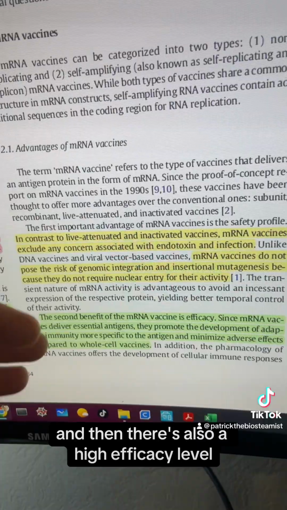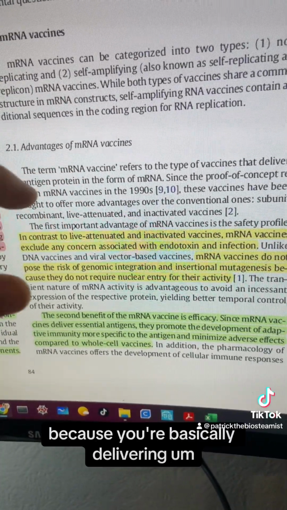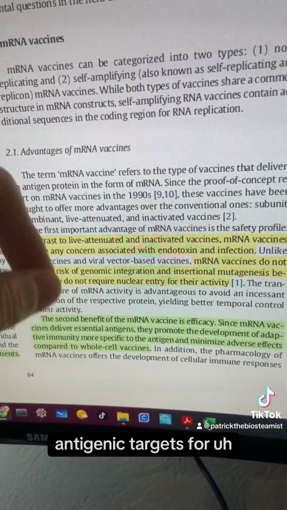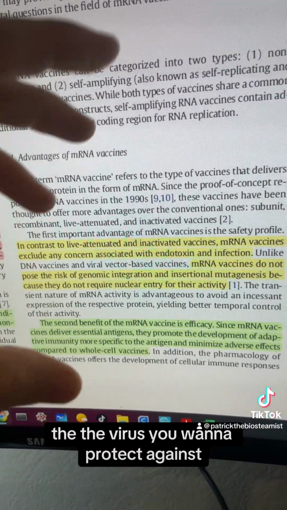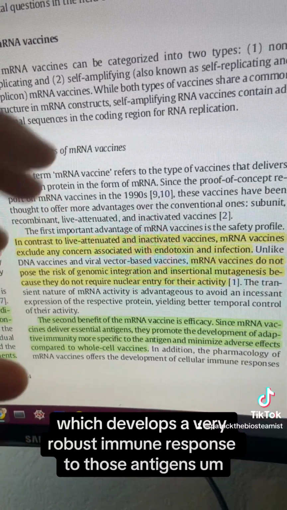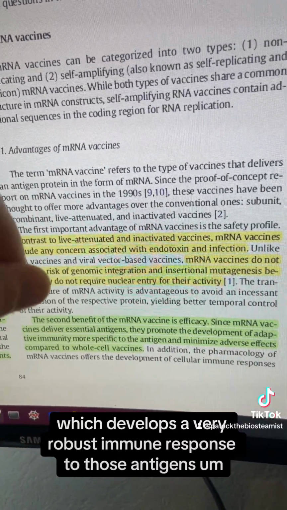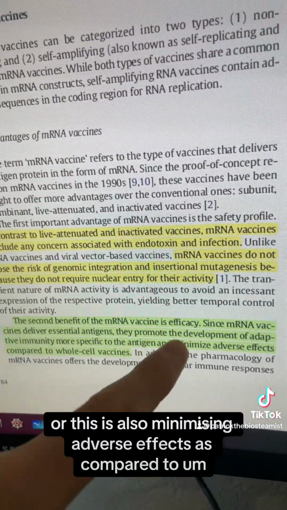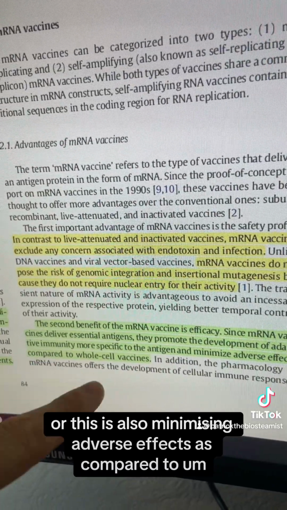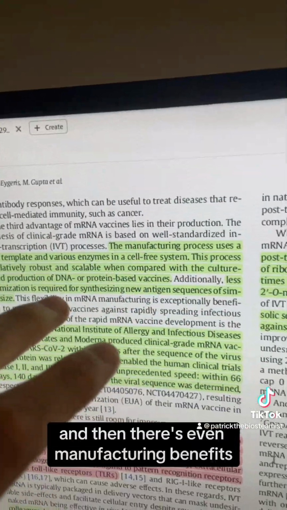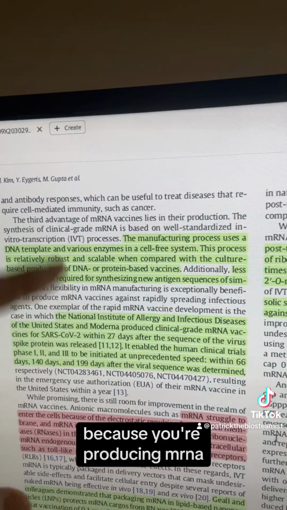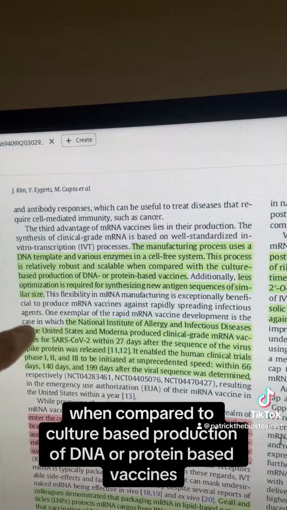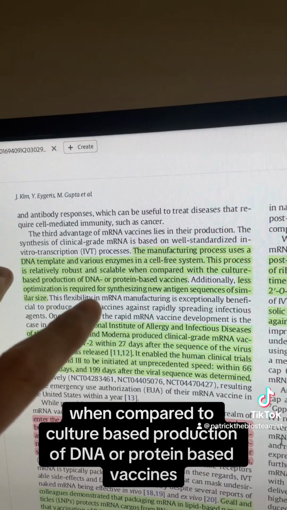And then there's also a high efficacy level because you're basically delivering very accurate antigenic targets for the virus you want to protect against, which develops a very robust immune response to those antigens, creating antibodies that are appropriate to help you clear the virus. This is also minimizing adverse effects as compared to whole cell vaccines. And then there's even manufacturing benefits. Because you're producing mRNA, it's relatively robust and scalable when compared to culture-based production of DNA or protein-based vaccines.